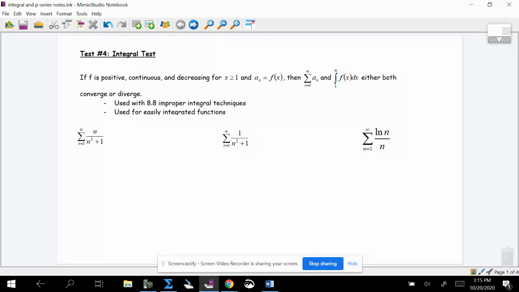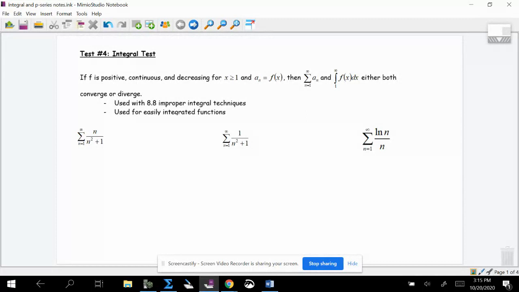One other note is if you do an improper integral, and you get that it converges to a half, for example, that doesn't mean that the series converges to a half. We actually have absolutely no way of knowing what the sum of the series is with this test. We just can determine if it converges or diverges. So I'm going to take you through 3 practice ones, some ones that you see often.